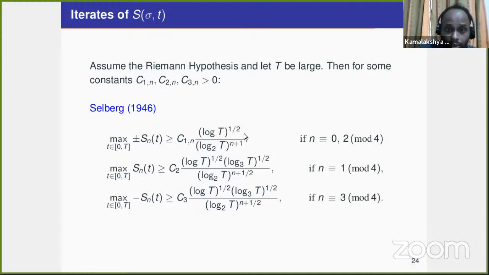So Selberg proved that this is (log t)^(1/2), over (log log t)^((n+1)/2), when n is congruent to 0 and 2 mod 4, and with a little bit better factor when n is congruent to 1 or 3 mod 4, which is of order square root of triple log of t.